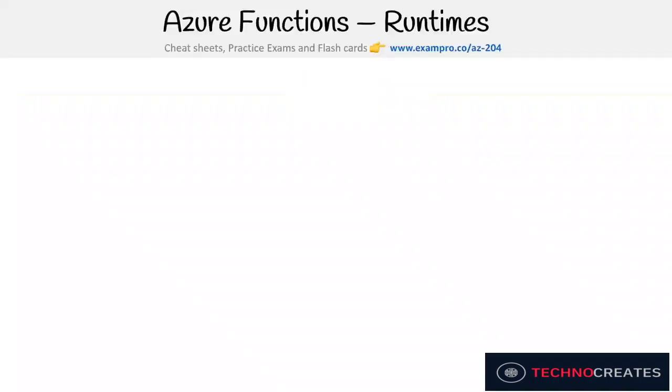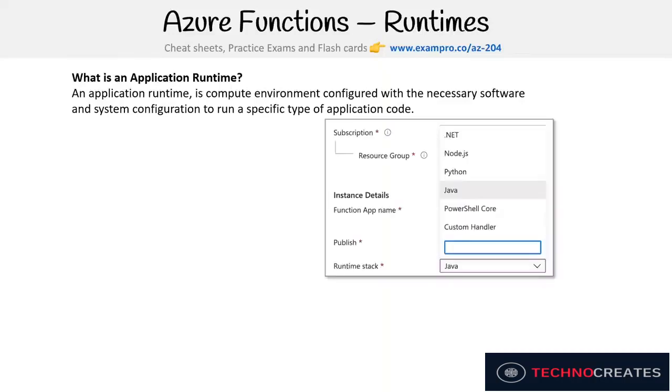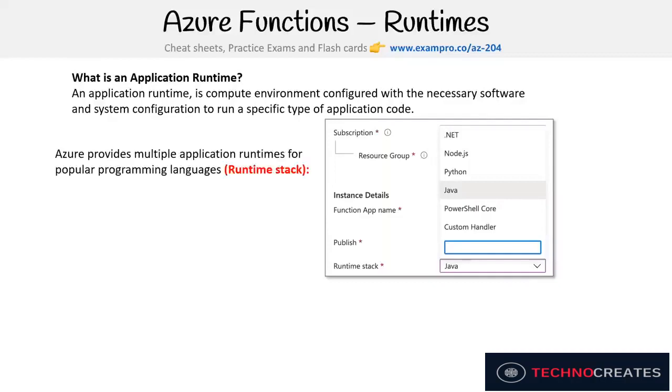Well, let's talk about runtime. So what is an application runtime? An application runtime is a compute environment configured with the necessary software and system configuration to run a specific type of application code. So here, if we were to create an Azure function, we have some options, and you can see runtime stack. So Azure provides multiple applications and runtimes for popular programming languages.